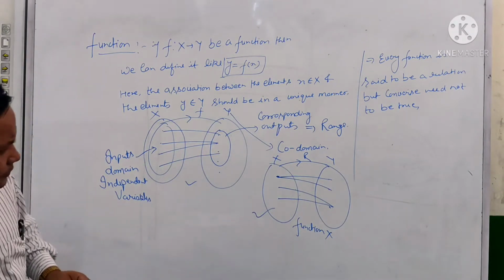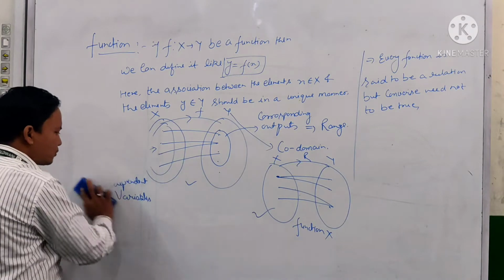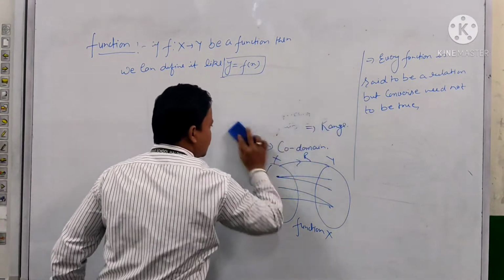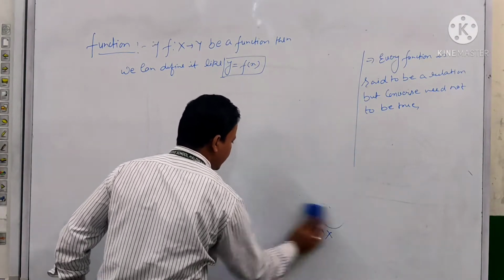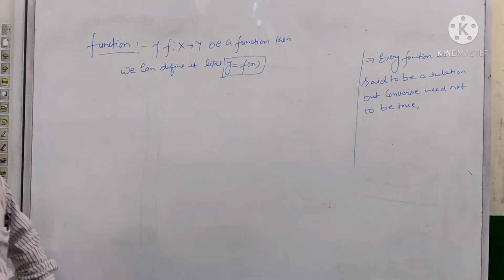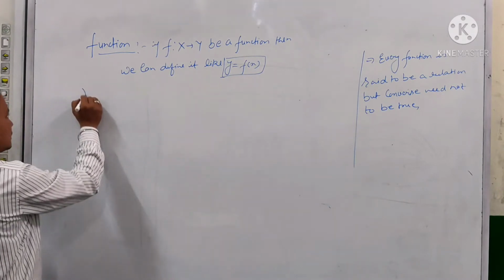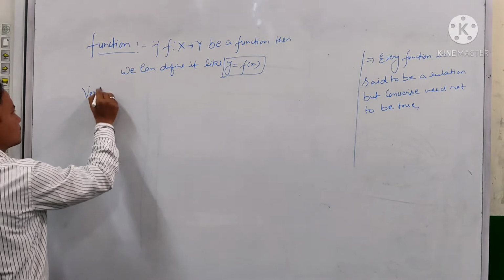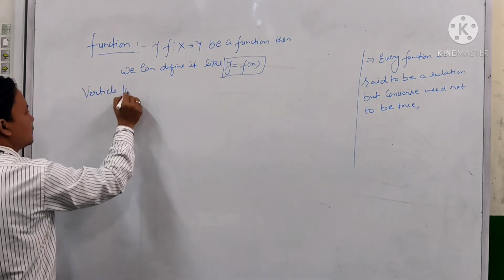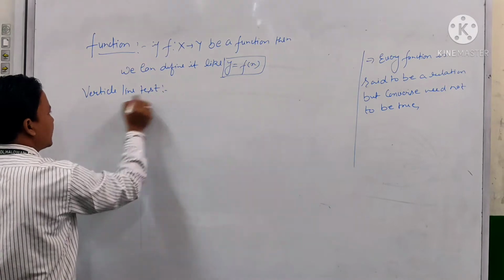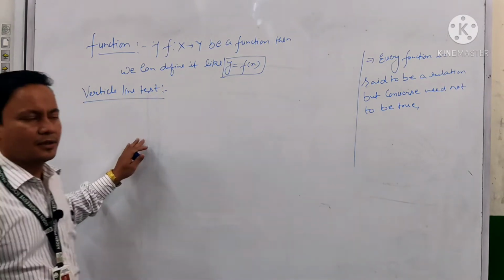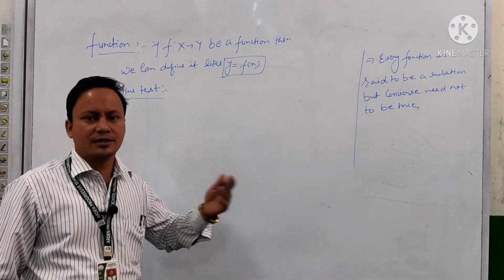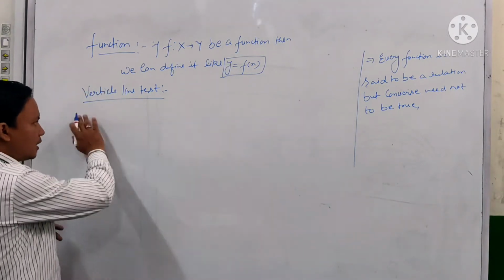Now graphically, how will we conclude whether a given graph is a function or a relation? Graphically, there is a vertical line test. There is a vertical line test to identify whether a given curve is a relation or a function. So how will we find it?